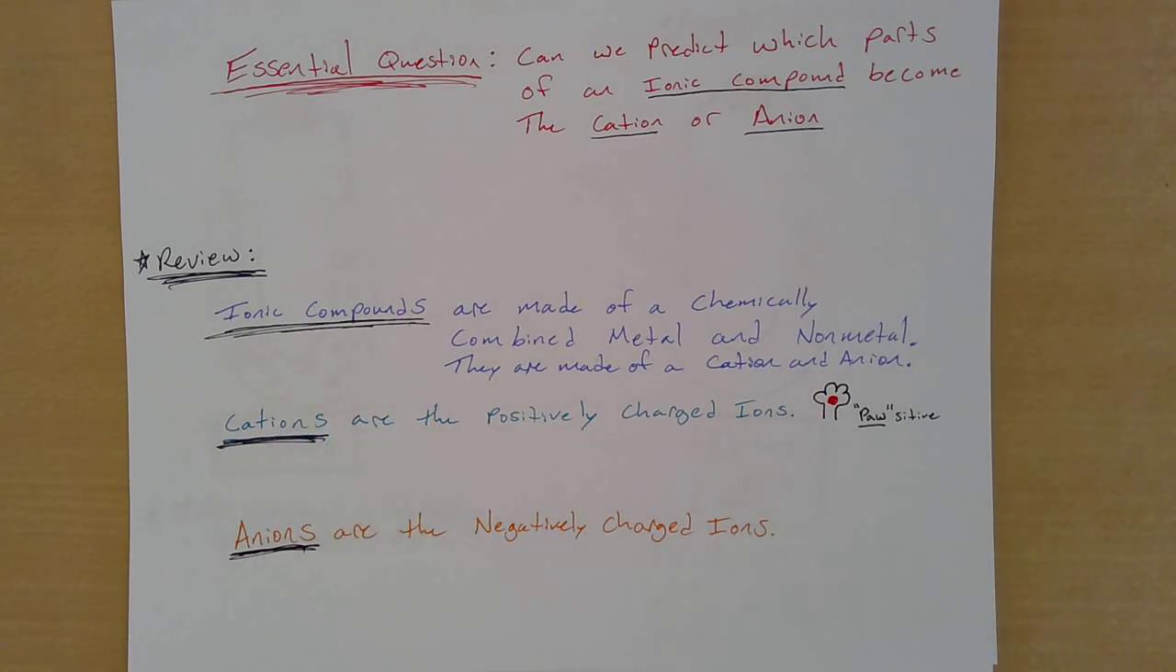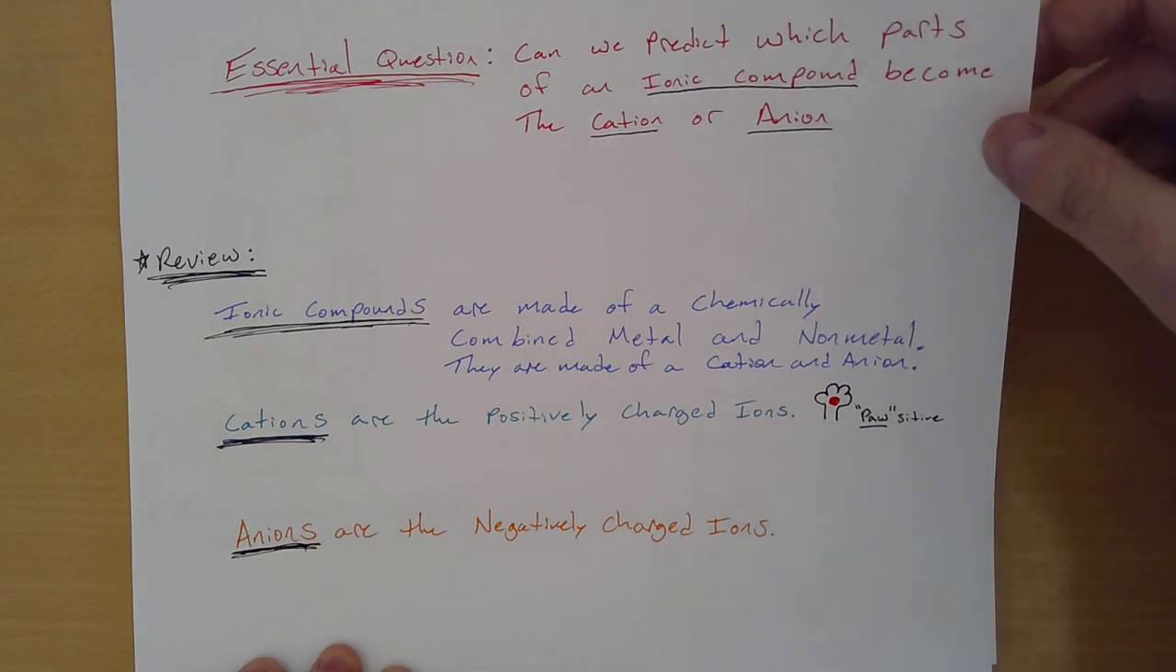So an ionic compound, that is a compound, so it's been chemically combined. It's a metal plus a non-metal, and they're made of cations and anions. Now the cation, that is the positively charged ion. That's the particle that has a positive charge. The anion, well, that's the negatively charged ion. That's the ion that has a negative charge.